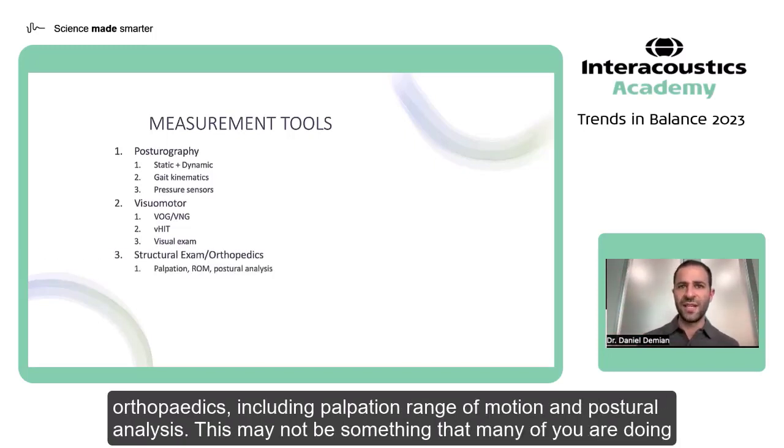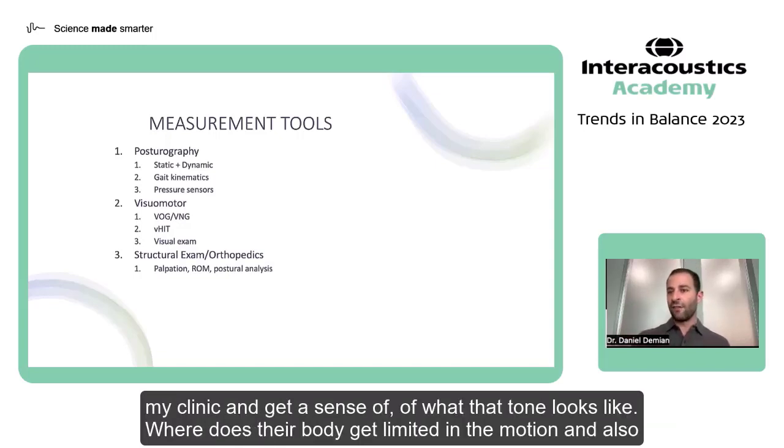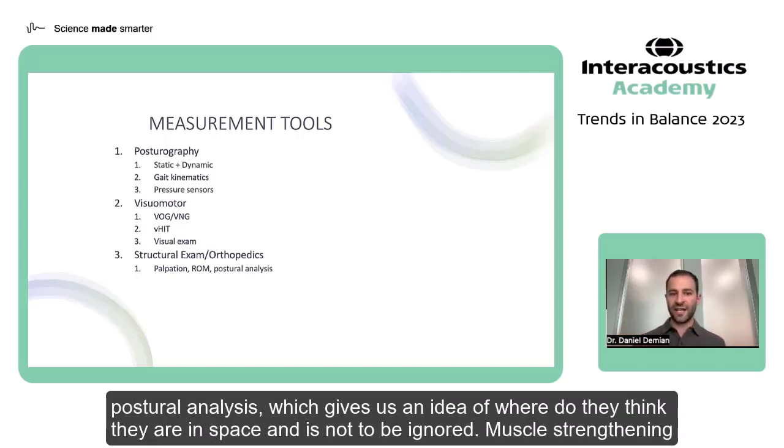Structural exam in orthopedics, including palpation, range of motion, and postural analysis. This may not be something that many of you are doing within clinic, but should encourage collaboration across different subspecialties. And this is something I look at within my clinic and get a sense of what that tone looks like. Where does their body get limited in the motion, and also postural analysis, which gives us an idea of where do they think they are in space and not to be ignored.